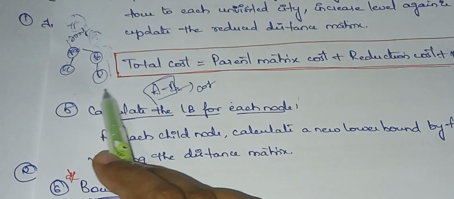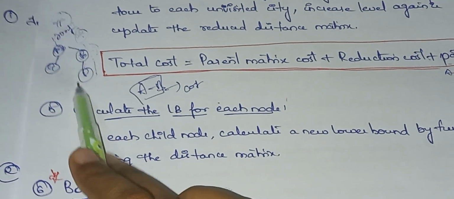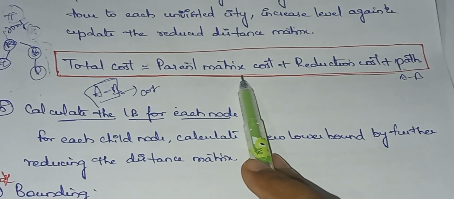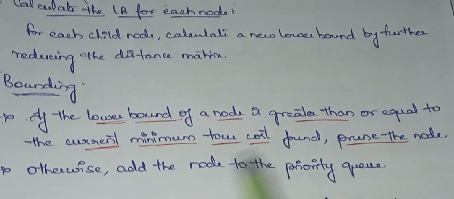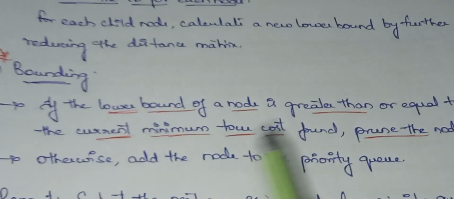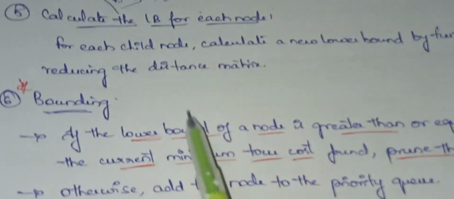If any of the visiting city, or any node that is being visited, has a lower bound greater than the parent matrix cost, then it has to be pruned, which means it has to be removed. Otherwise, if it is meeting the conditions, then it can be added to the priority queue. So that is what bounding is, branching and bounding.